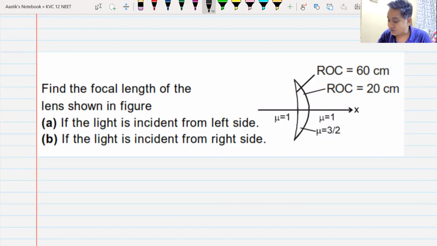This is the question. I've forgotten the question number. I'll call it question number 4. Find the focal length of the lens as shown in the figure, if light is coming from the left hand side. If light is coming from the right hand side, will the focal length change?